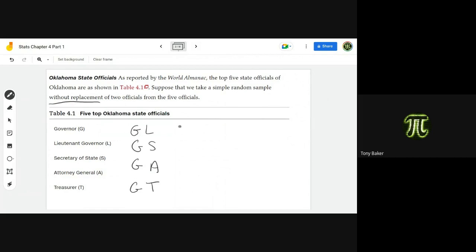Now we'll move on to lieutenant governor. Lieutenant governor and governor, is that the same as governor and lieutenant governor? Yeah, it's the same 2 people. So in this case, I don't need that one because it's the exact same thing. So lieutenant governor and secretary, lieutenant governor and attorney general, lieutenant governor and treasurer. And then secretary and attorney general, secretary and treasurer, and then attorney general and treasurer.